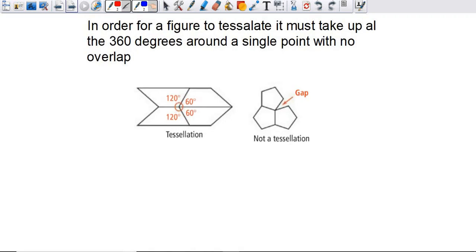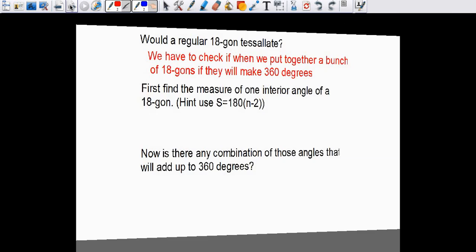In order for a figure to tessellate, it must take up all the 360 degrees around a single point with no overlap. So if you look right here, we have 360 degrees covered because 120, 60, 60, and 120 would all add up to 360. There's no gaps and no overlaps. Over here would not be because you see right here there's nothing there, which would be a gap. So that would not be a tessellation. So they have to fit all together like the pieces of a puzzle without gaps or overlaps, all right?